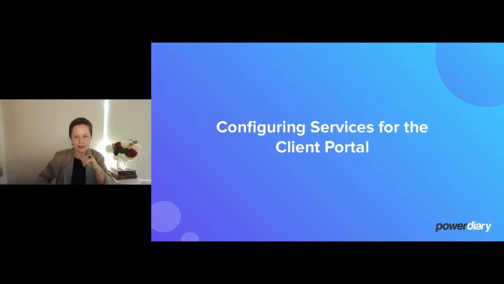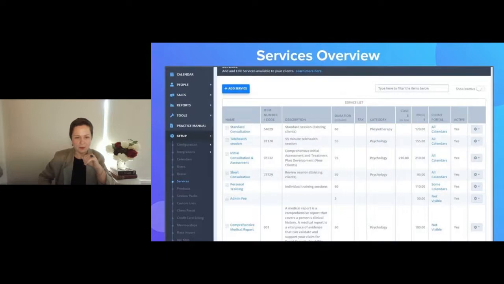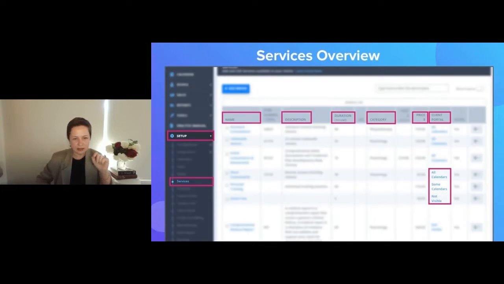And now another step aside into configuring those services for the portal. This is on another page, the services setup page. This is what it will look like if you click there. Here we highlighted the sections of the service setup that are reflected on the client portal, which are the name of the service and its description. So that's where you can tell your clients a bit more about this service and what they are booking, some specific details they need to know. Then the duration will be reflected as well, so they will be able to see how long it lasts.